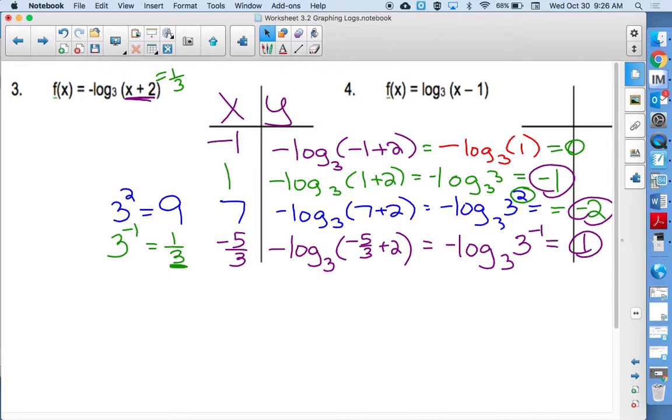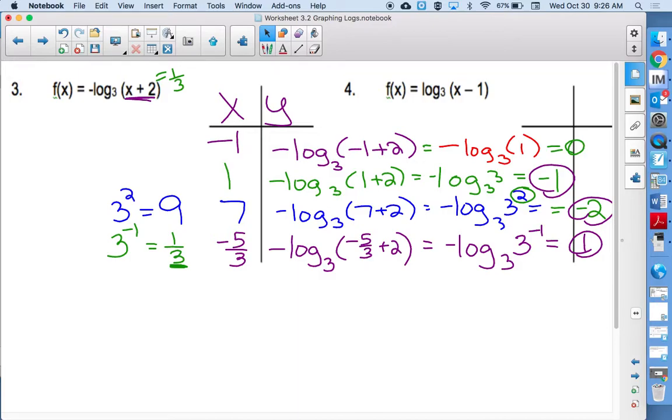And I know I didn't give out graph paper yesterday. You can always just make yourself a little graph by placing a couple of little tick marks. So I have a value at negative 1, positive 1, and then 1, negative 1, 7, negative 2. I need a couple extra tick marks here. 6, 7. And then my last value is at negative 5/3 and positive 1.